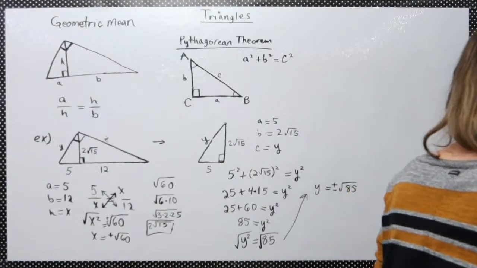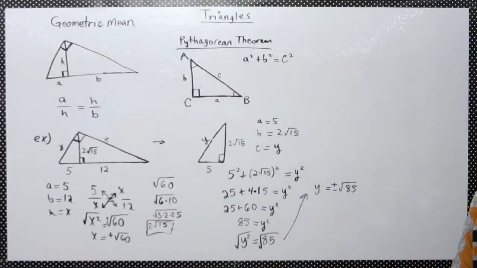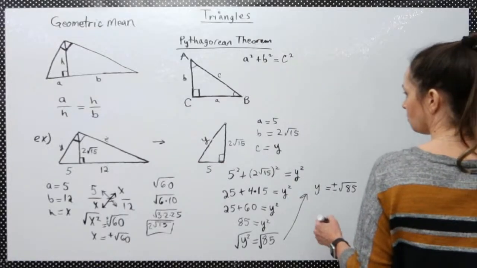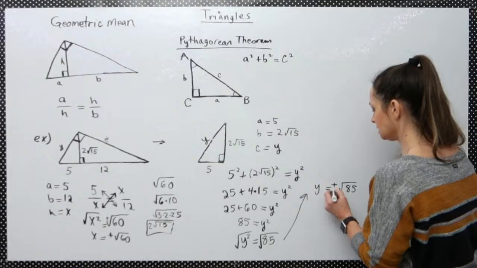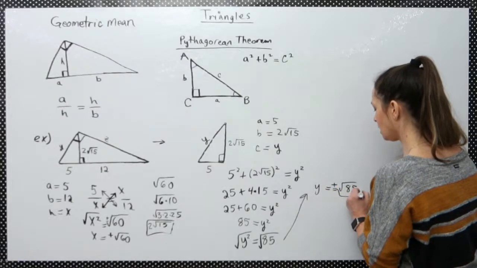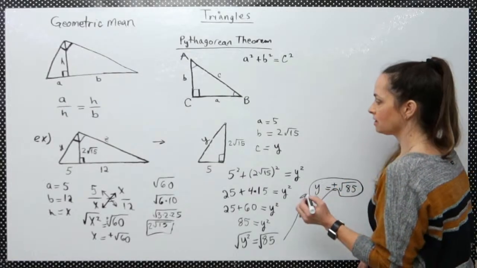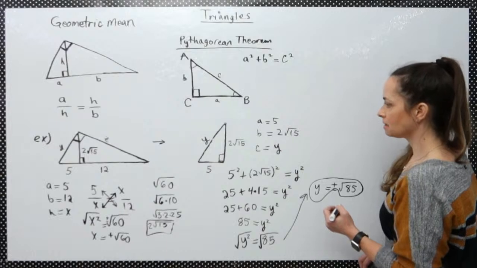Anytime you take the square root of something, you get a plus and a minus. Well, y is representing a distance, so you can already trash that negative value. It's no good. So you would just take the positive value.